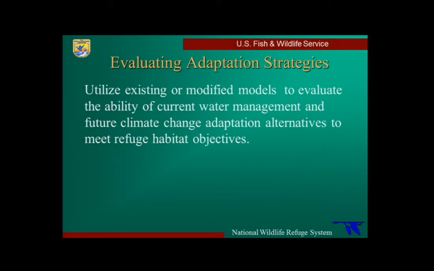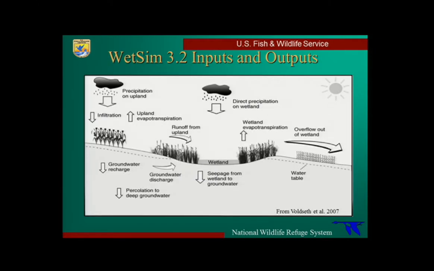So one of the steps in initiating any of these adaptation strategies is evaluating how effective they might be under a course of climate change. And one of the things that we've been looking at is the use of models to do that. The one in particular that we've been playing around with, and we did some preliminary work back in the 90s with an earlier version of this model, is the WetSim model. It was developed out of Northern Prairie. I think you're familiar with it, but it's a spatially explicit model.